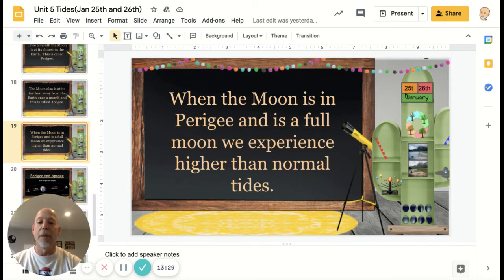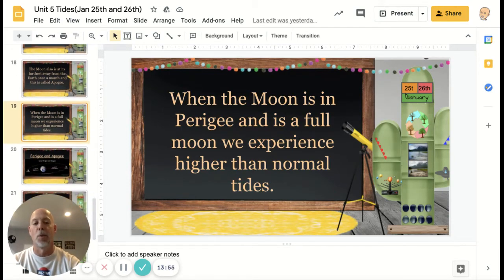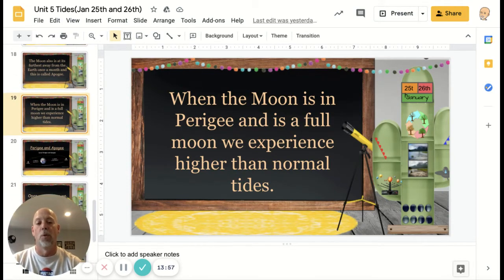When the moon is in perigee and is in full moon, we experience higher than normal tides. So think about it. It's a full moon, which means it's going to be aligned with the sun and the Earth. But on top of all that, it's going to be the closest it's going to get to the Earth. And the closer it gets, the more of that gravitational pull is going to be in effect. So that is going to be one of our highest tides, okay, when we're in perigee and it's a full moon.